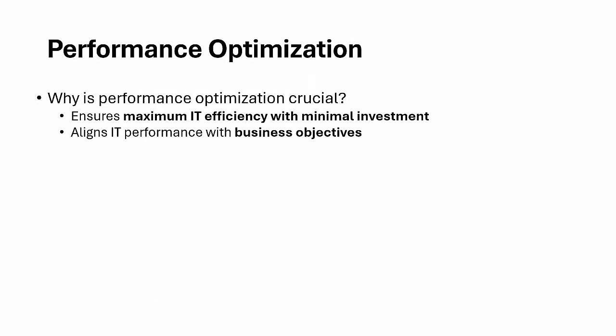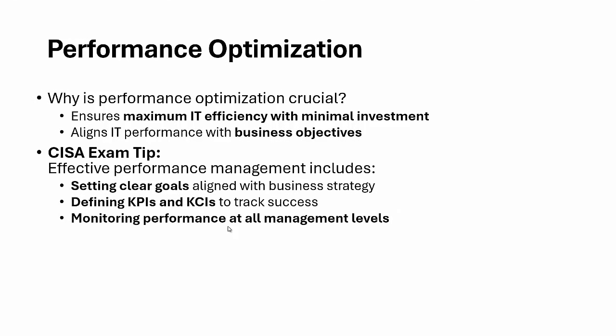The next thing is performance optimization. Now, why is performance optimization crucial? Because it ensures maximum IT efficiency. For example, I decided to use cloud, so I'm going to use it to the maximum to create good revenue. So we ensure maximum IT efficiency with minimal investment, and make sure it is aligned with the business objective, because the business objective is to save cost and uptime. So we have to set the goals. We define the KPI and KRI to track the success, and we monitor based on that.